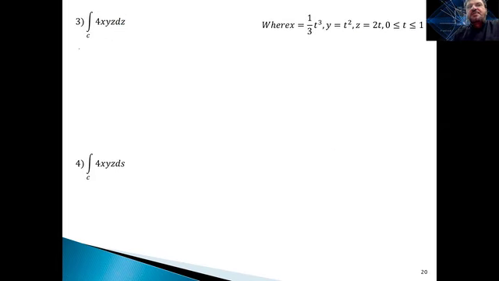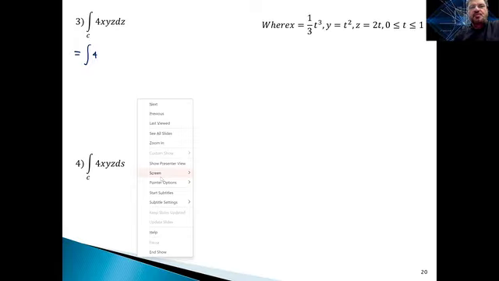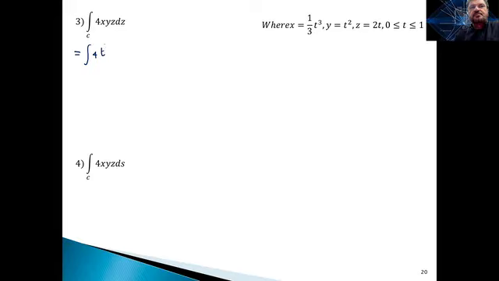How about that one? Same thing. This is equal to the integration of 4xy. Sorry, I have to replace those with their values. x is t cubed over 3. y is t squared. z is 2t. Now, let's look at the derivative of z. z is 2t. So what's the derivative of that? We know that dz over dt is 2. So that means dz is 2 dt. So this is 2 dt, from 0 to 1 again.